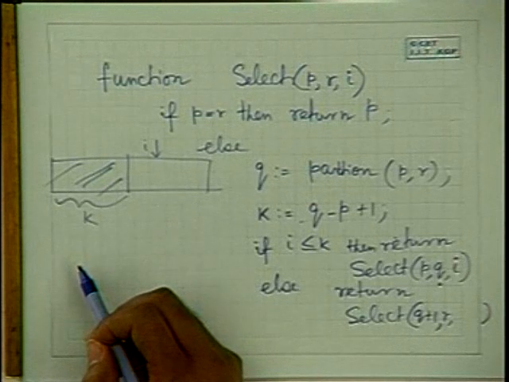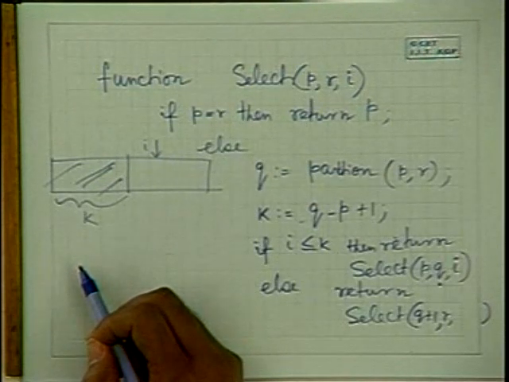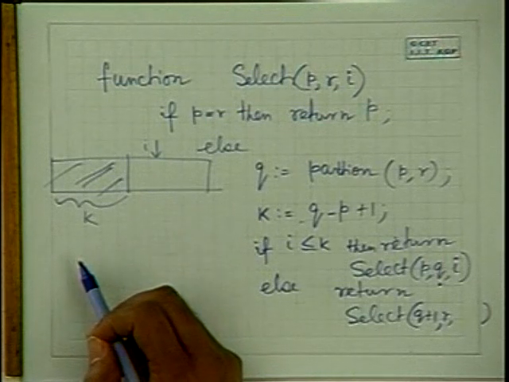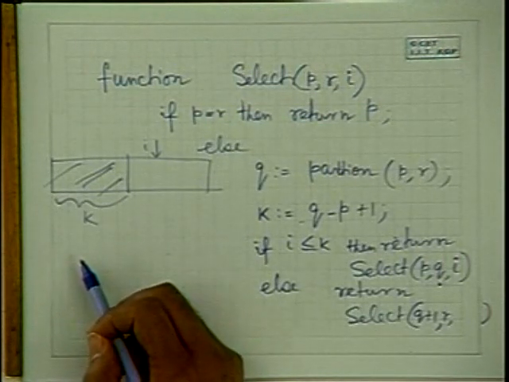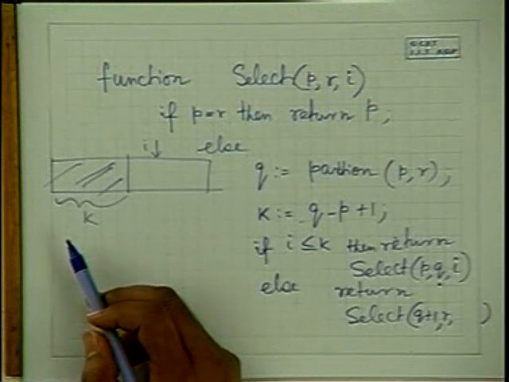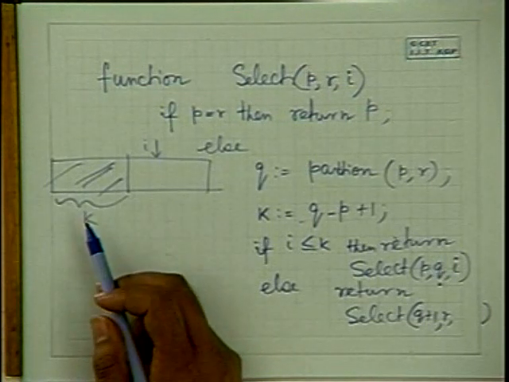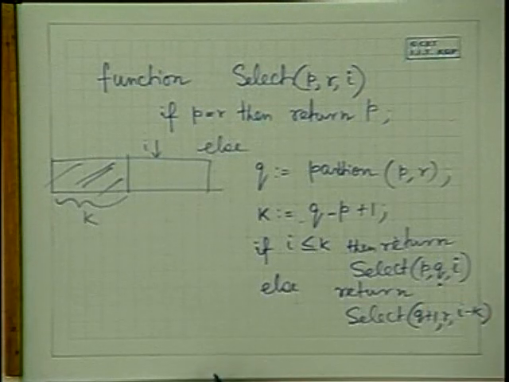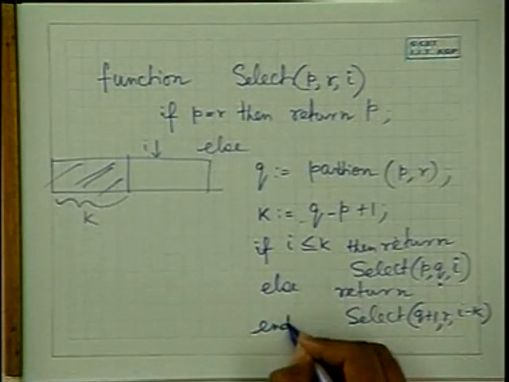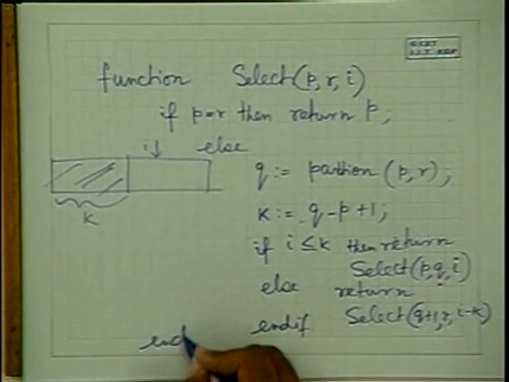Sir, initially when this function is called the first time, what is the value of i? That is the original value of i, which number you are trying to find out. So suppose you are trying to find out, say, the fifth element. You call this function select(p, r, 5). I have to write the general i because we are going to call it in a recursion. So select(q plus 1, r, i minus k), and that's it. That's the algorithm.